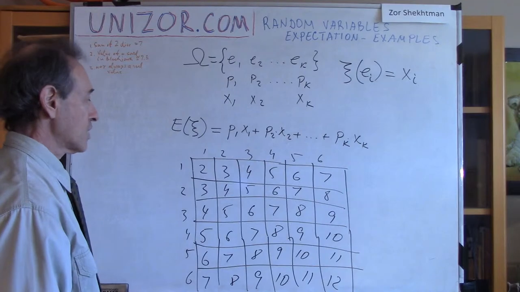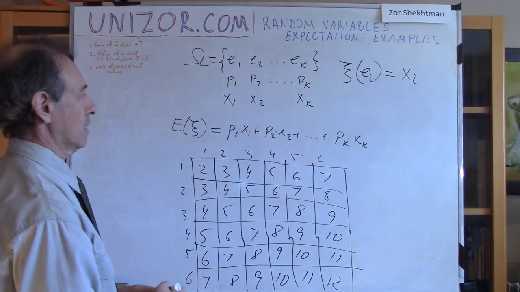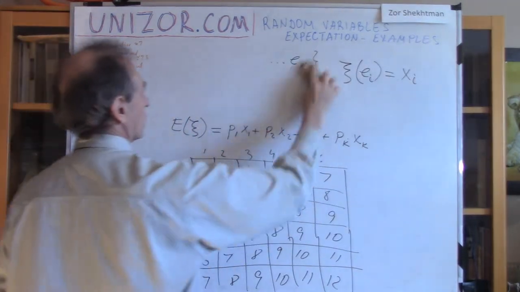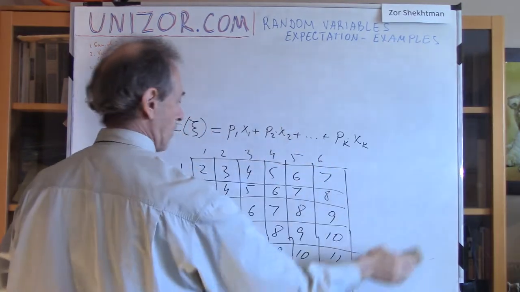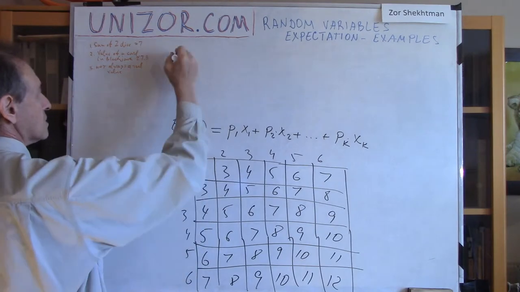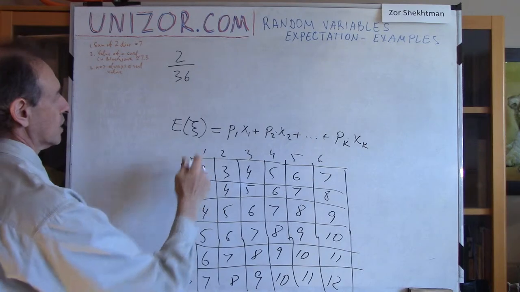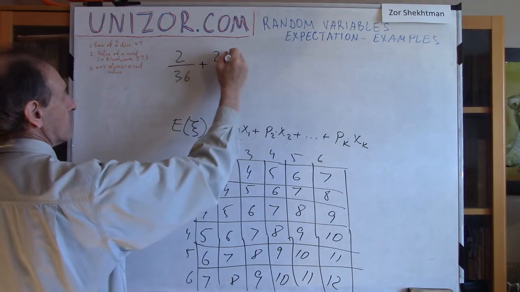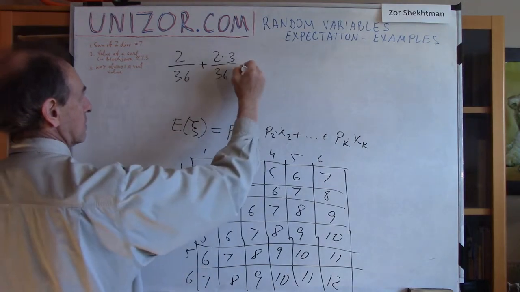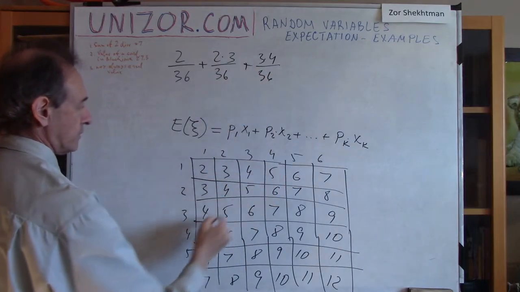Or if you wish, I can group together all threes, all fours, all fives, etc. And what will I get? It's just easier to calculate it this way, because these are repetitive items. Now, 2 I have only in one case, so it's 2 over 36. 3 I have 2 times, so it's 2 times 3 divided by 36. 4 I have 3 times. 5 I have 4 times.